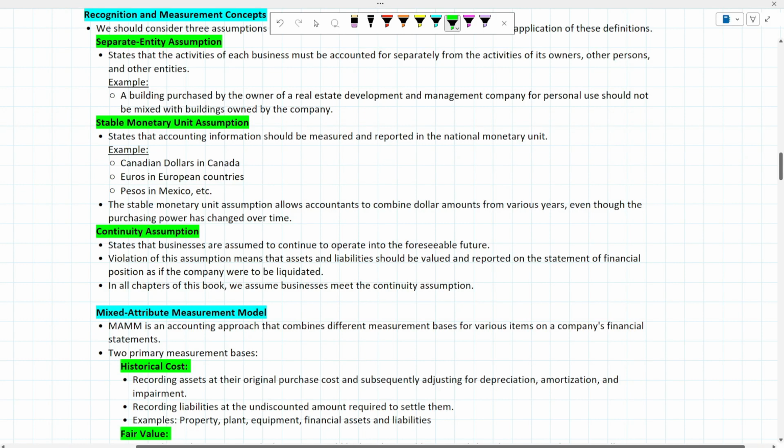Continuity assumption. This states that businesses are assumed to continue to operate into the foreseeable future. Violation of this assumption means that assets and liabilities should be valued and reported on the statement of financial position as if the company were to be liquidated. In all chapters of this book, we assume that the businesses we encounter and use as examples meet this continuity assumption.